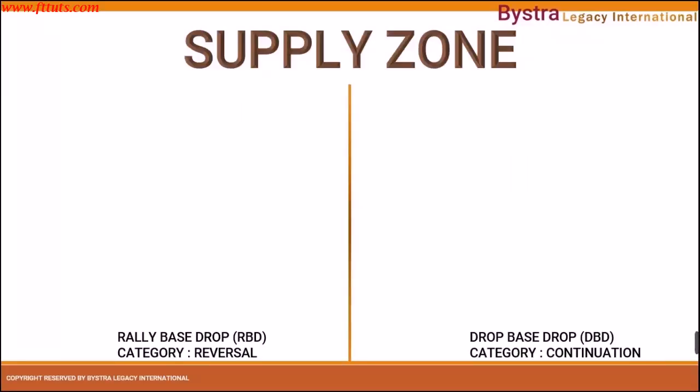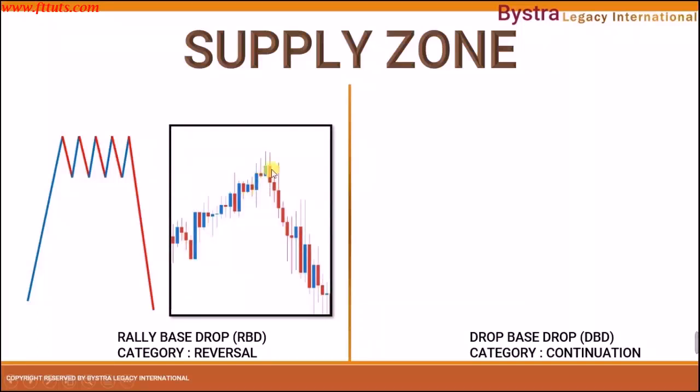Okay, let's have a look at the supply zone. As we know, there are 2 types of supply zone, which are the Rally Base Drop and the Drop Base Drop. Let's have a look at the Rally Base Drop. The Rally Base Drop would have a pattern similar to this. This is a base area. If we look at the candlestick chart, here is the Rally Base Drop. I'm going to mark the zone like this. So this is our Rally Base Drop. Same goes here. Here is the rally, this blue color is the base, and price drops.